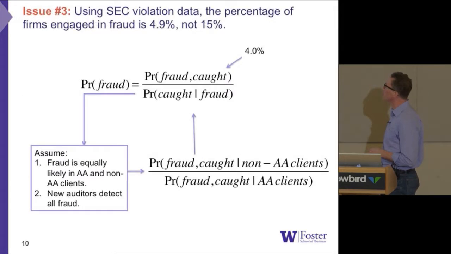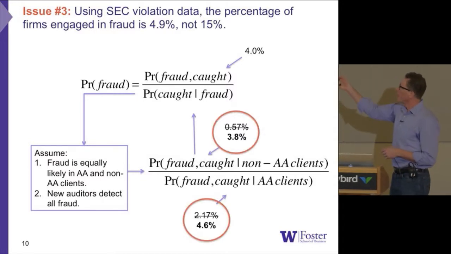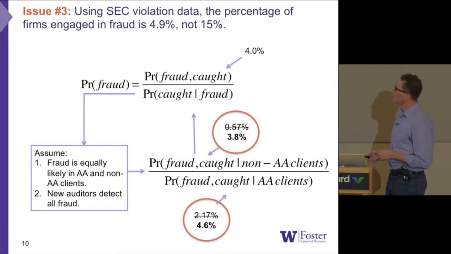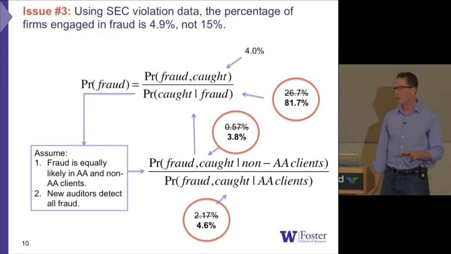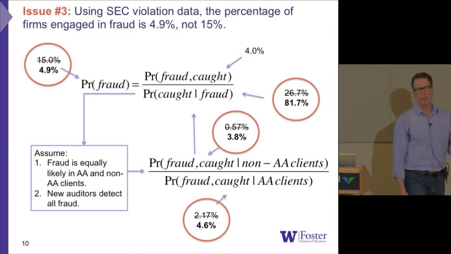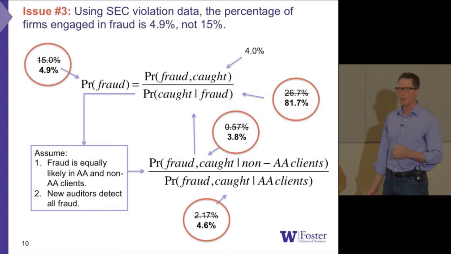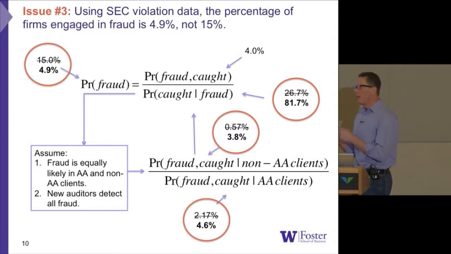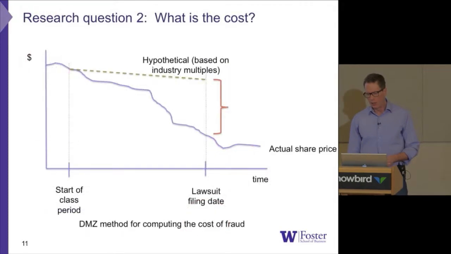And if you plug those numbers into this exercise using all the other assumptions, you'll see that the ratio of these probabilities is going to be different, and it implies that the probability of getting caught, given the identifying assumptions in the paper, is 82%, not 27%, implying that the probability that a firm year is a fraud year is not 15%, but more like 5%. So again, here just the data used can have large influences on one's estimates.